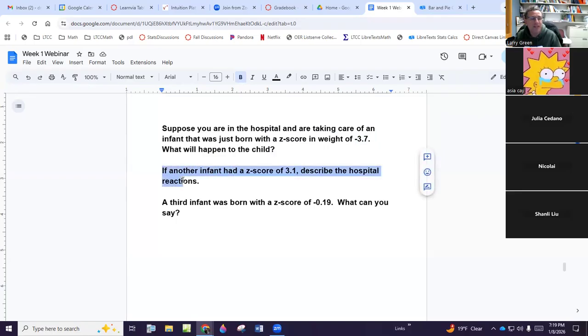Okay. Let's suppose another infant had a z-score of 3.1. Now, what do you think? Any thoughts? Especially you medical people. And I know this from my brother. Any ideas? Okay, so we look at this 3.1. Now it's also an extreme outlier, but it's positive. So instead of extremely underweight, now it's extremely overweight.